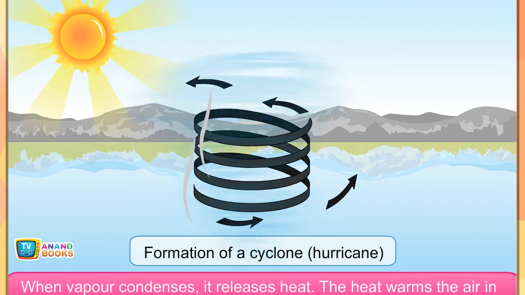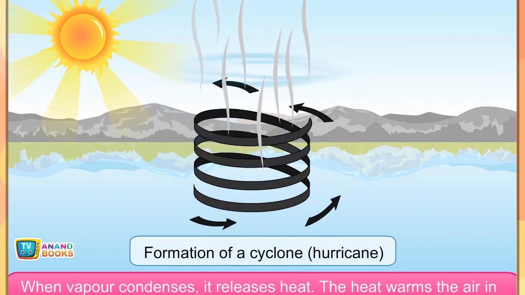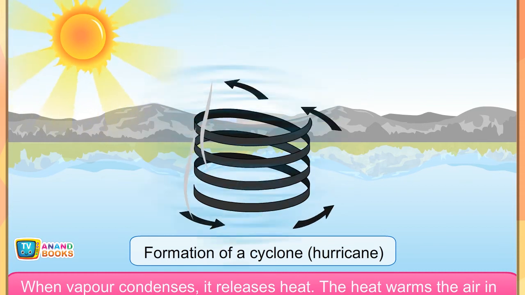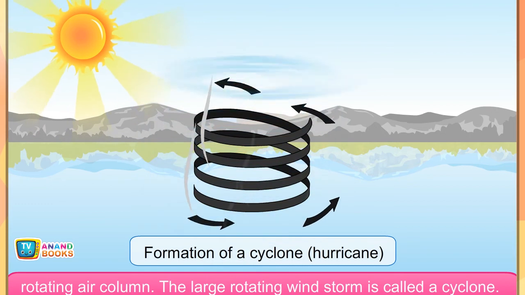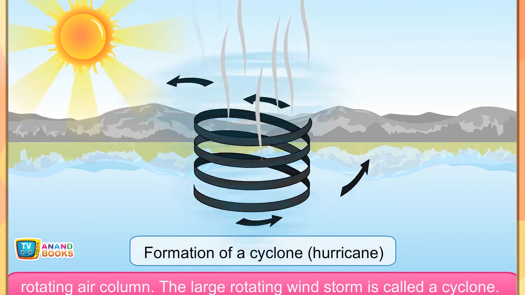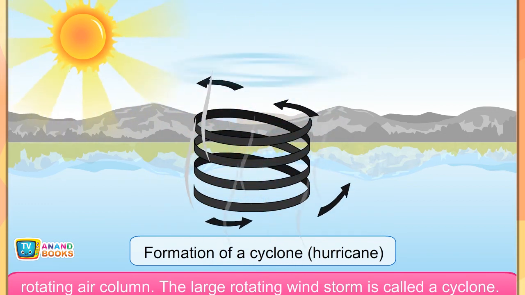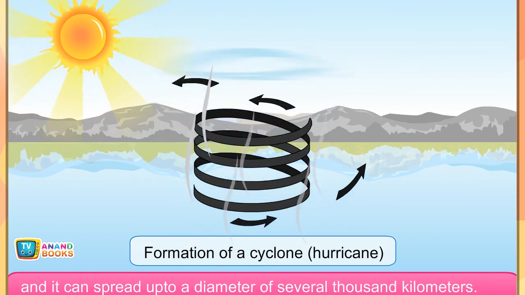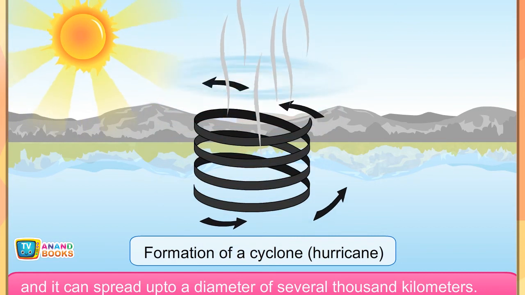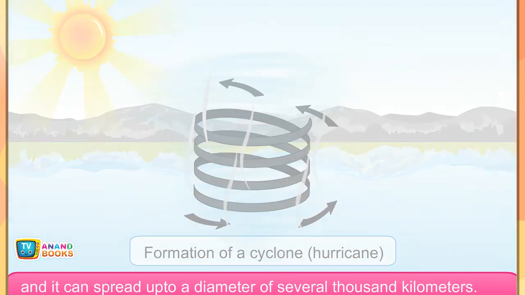When vapor condenses, it releases heat. The heat warms the air in the upper regions and makes the air rise further, adding speed to the rotating air column. The large rotating wind storm is called a cyclone. A cyclone can have a wind speed of more than 120 kilometers per hour, and it can spread up to a diameter of several thousand kilometers.